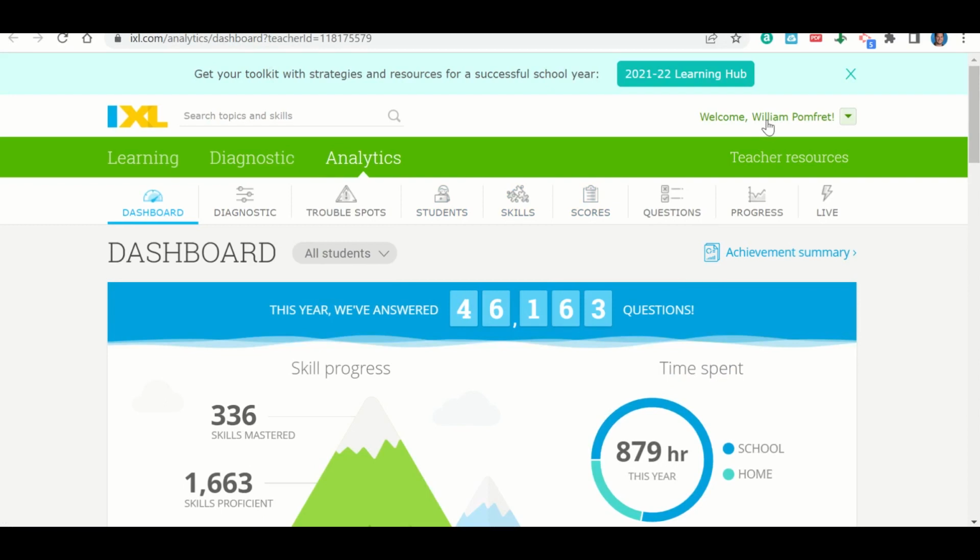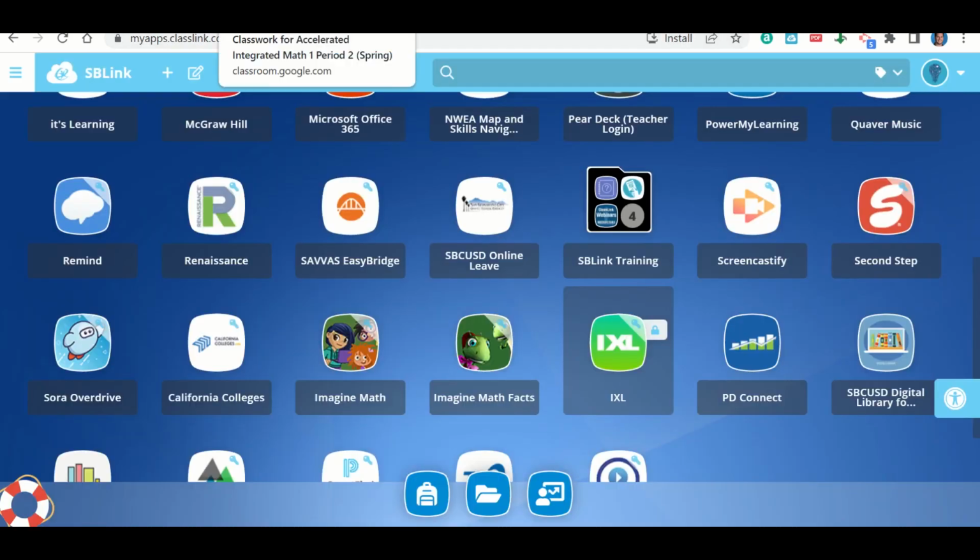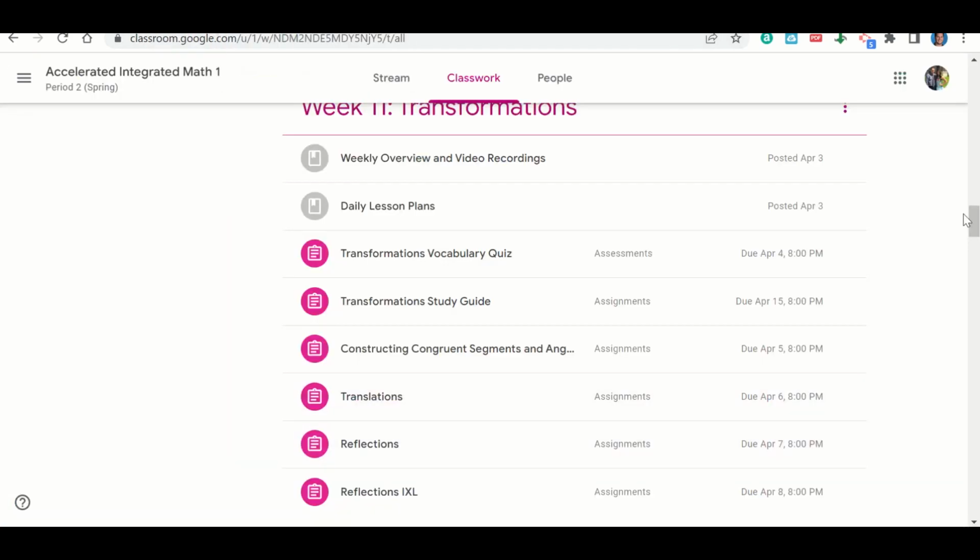At the top right corner, it should say welcome and then your name. If it does not say your name, then you're not logged in and you won't receive credit for your work. As long as this is good, you can go ahead and close that tab out. And then you can go to your Google Classroom.